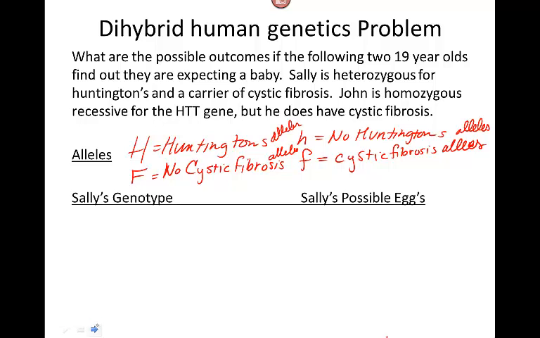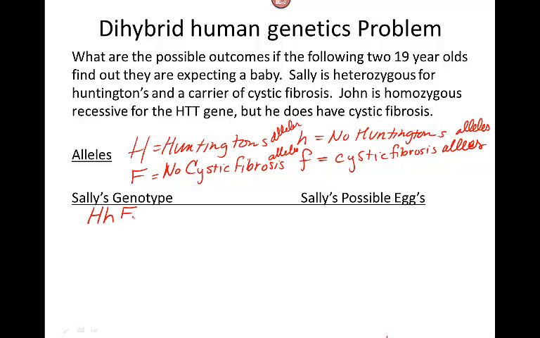So now that we've got our letters that we're going to use to represent the alleles, let's look at Sally's genotype. So Sally is heterozygous for Huntington's disease. Hetero means different, so she has big H, little h. Probably at 19 she's not showing any symptoms of Huntington's disease, but she will develop it in her future. And she is a carrier for cystic fibrosis. So she does not suffer from cystic fibrosis because it is a recessive disorder.